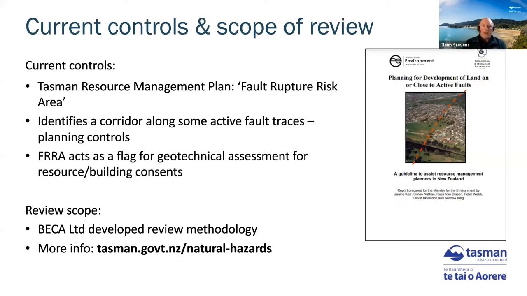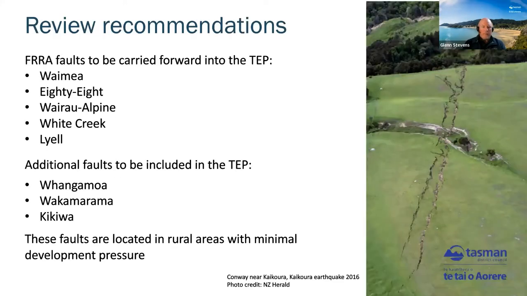The activities it's mainly targeted at are buildings, habitable dwelling buildings, and also subdivision. For subdivision, it's a case of identifying the fault trace and then ensuring the layout of the subdivision is sympathetic to that. I was just going to say all this information is in the Becker report, which is on the website.